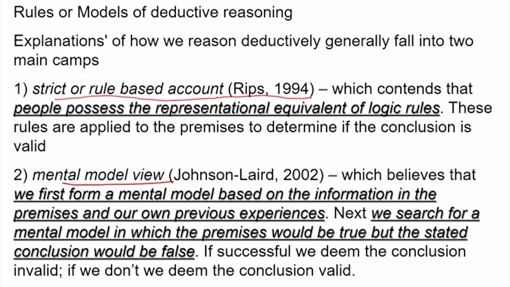would be false. So, once we make a model from the information in the premises and our past experiences, we then search our memory for models in which the premises are true but the conclusion is false. Now, if we find such a model, where the premises are true and the conclusion is false, then we select that model; otherwise we don't need to. So, we use a mental model approach. We look at the information given to us and our past experiences, create a mental model, and then go ahead and validate or invalidate a particular statement.